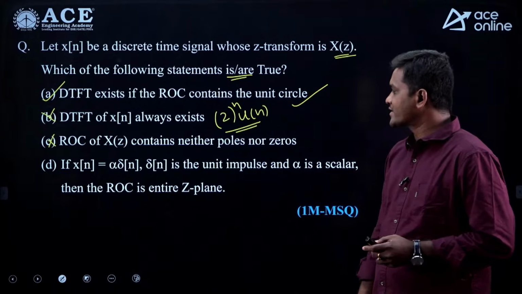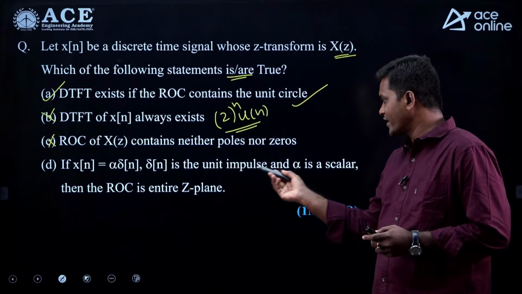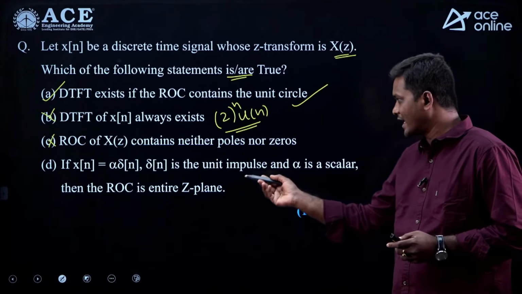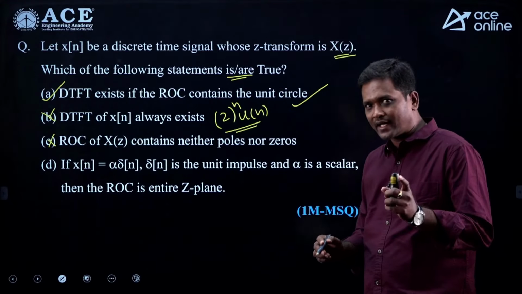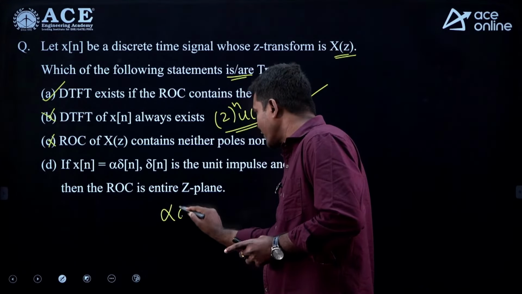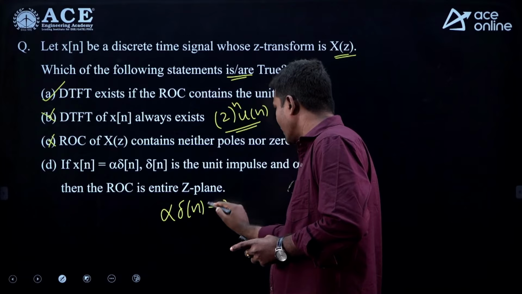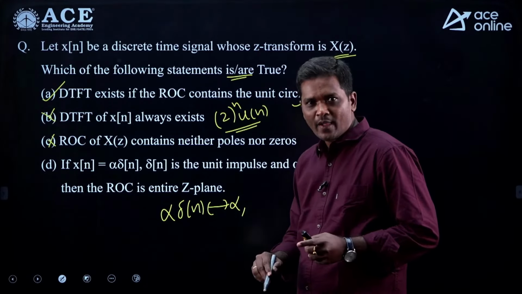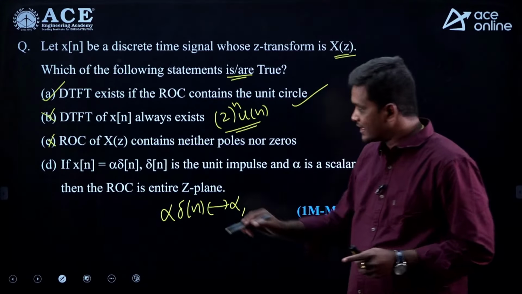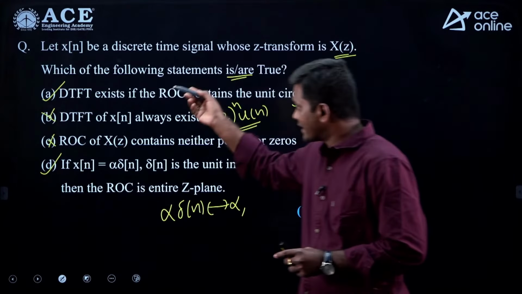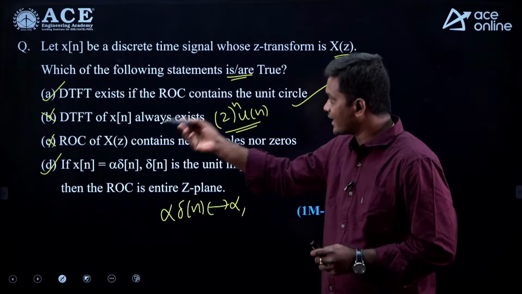Last one: if x of n is alpha into delta of n, where delta of n is a unit impulse and alpha is a scalar, then the ROC is the entire z plane. Correct, because what is the transform of alpha into delta of n? It is alpha. What is the ROC of this one? Entire z plane. Yes, this is also correct. So from the given options, A and D are correct options.